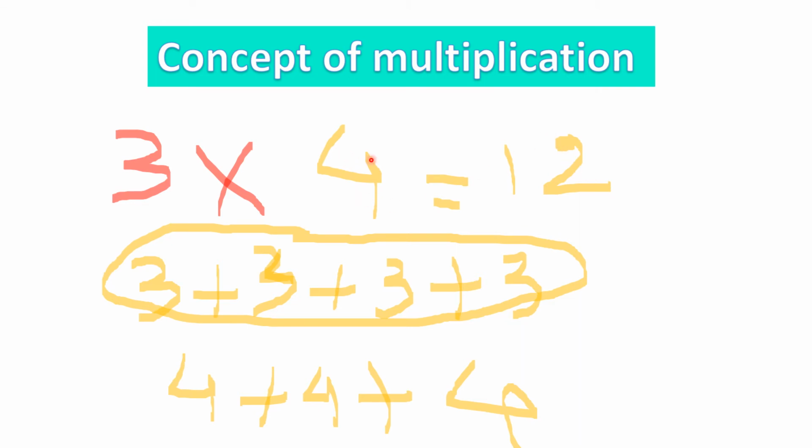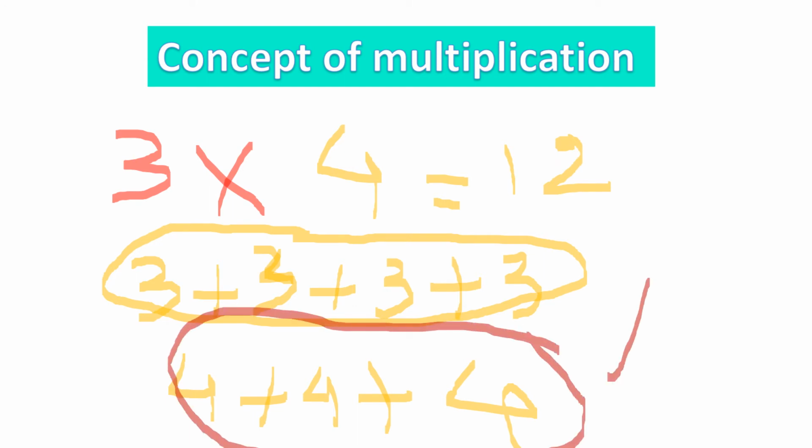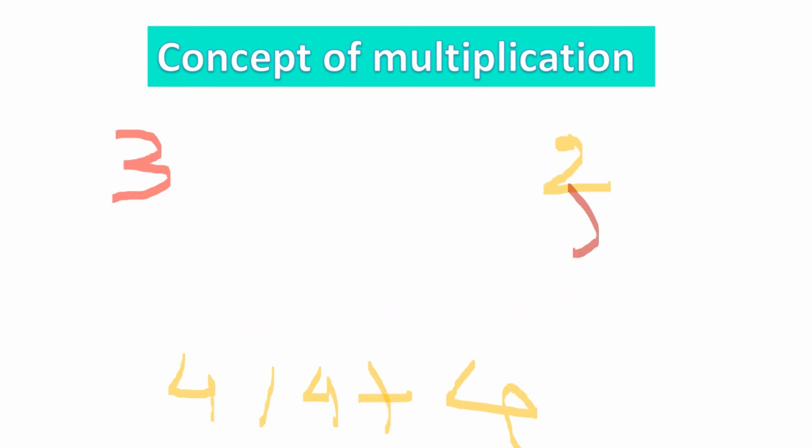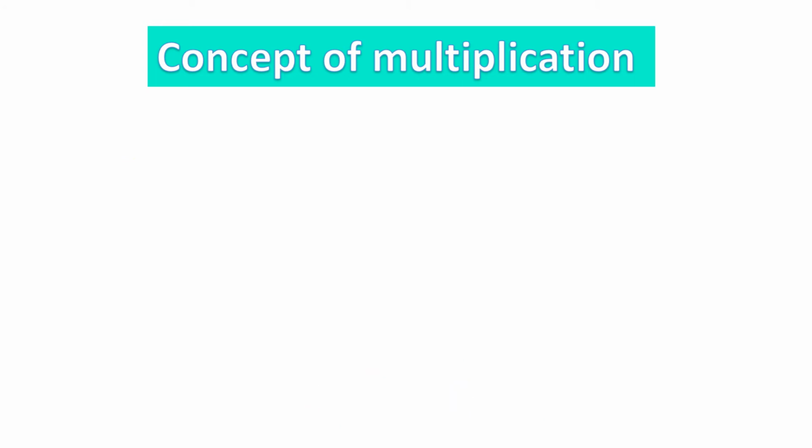Or you can even take this like this also, 4 taken 3 times. You can see 4 taken 3 times, 4 plus 4, 8, 8 plus 4, 12. So 4 taken 3 times also is 12 itself. So can you see that both of these are 12? So that means this is the concept of multiplication. Multiplication is actually addition itself, right?